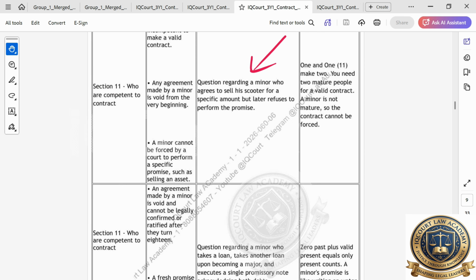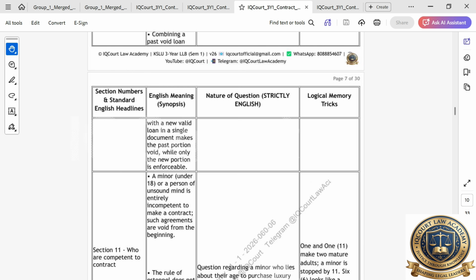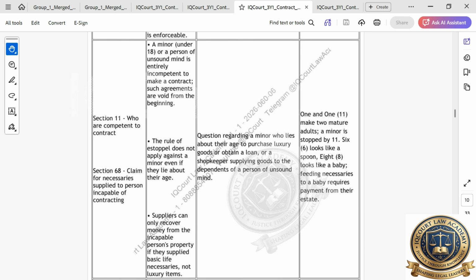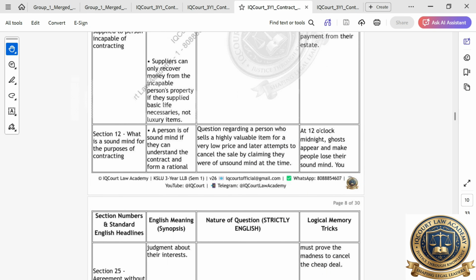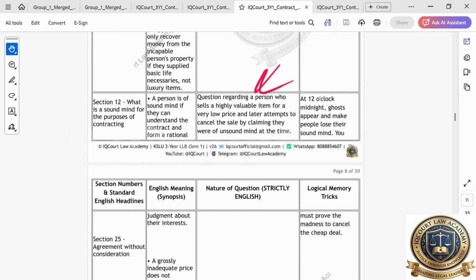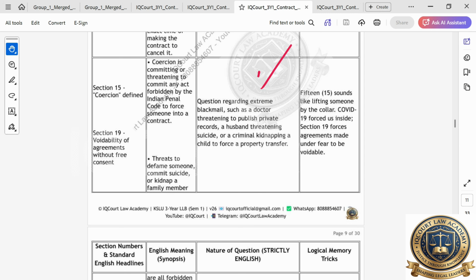Question regarding the minor selling the scooter for a specific amount. Regarding minors, you'll get the question. Okay, same question you get. Minor who lies about the age: even if he lies, you don't have the power to get it. Question regarding the person who sells the highly valuable item for a low price: that is acceptable. But regarding extreme blackmail, a doctor threatening to publish a private record, a husband threatening suicide, criminal kidnapping, force, threatening to defame someone, committing suicide, this question also you will get: voidable.